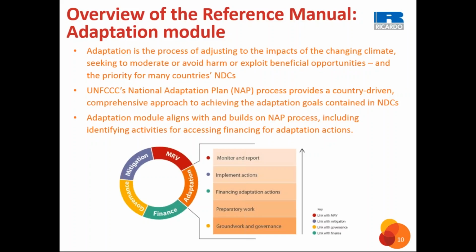The first activity in this module is to undertake groundwork and governance, and this links with element A of the NAP technical guidelines. And this includes stock taking to identify the available information on impacts and vulnerabilities and to assess gaps. The next activity is to undertake preparatory work for adaptation plans, and this links with element B of the NAP technical guidelines.